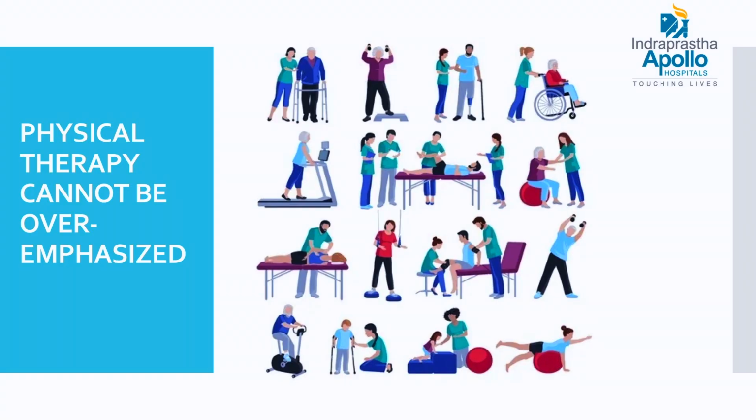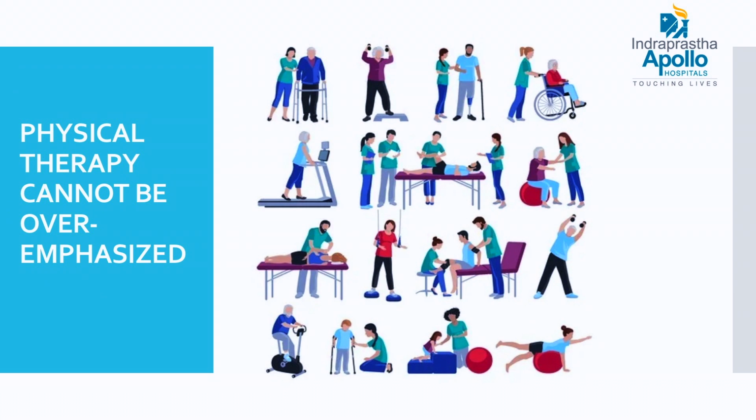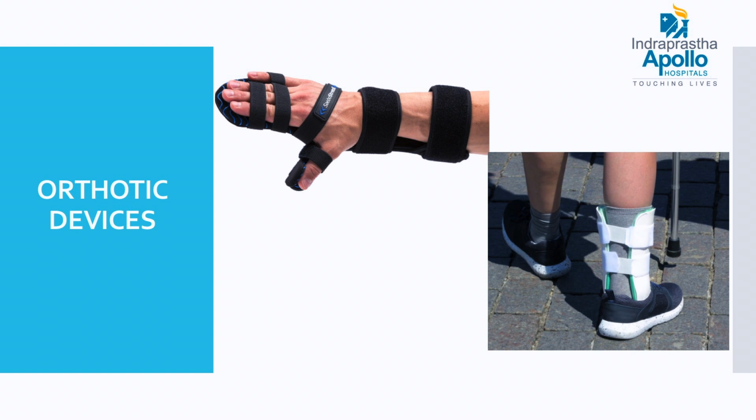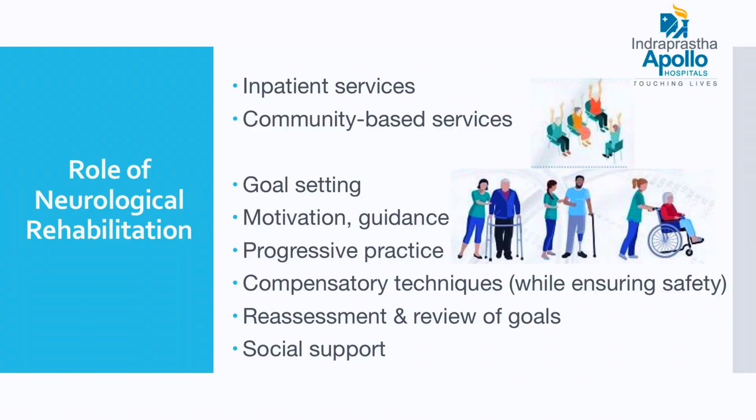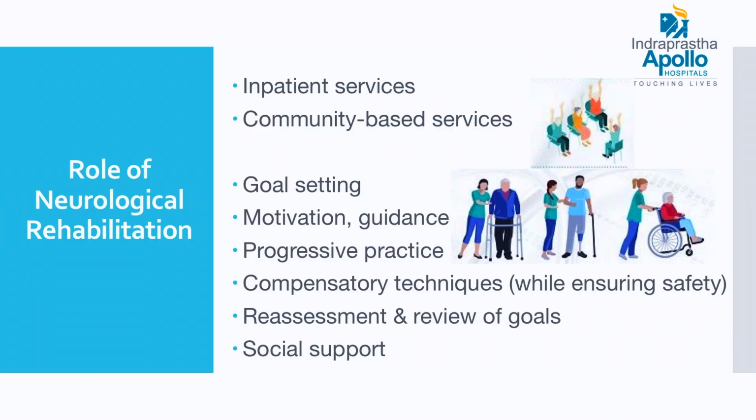Exercise practice is encouraged, and the level of complexity is gradually increased. Compensatory techniques are taught to deal with the disability, and at all times you have to ensure that the safety of the patient is maintained. Then after a particular period you reassess and see what progress has been made. That itself also motivates the patient, and you see what impediments are occurring to the rehab process, and you set fresh goals depending on how much improvement has occurred. And family and social support is extremely important at every point.